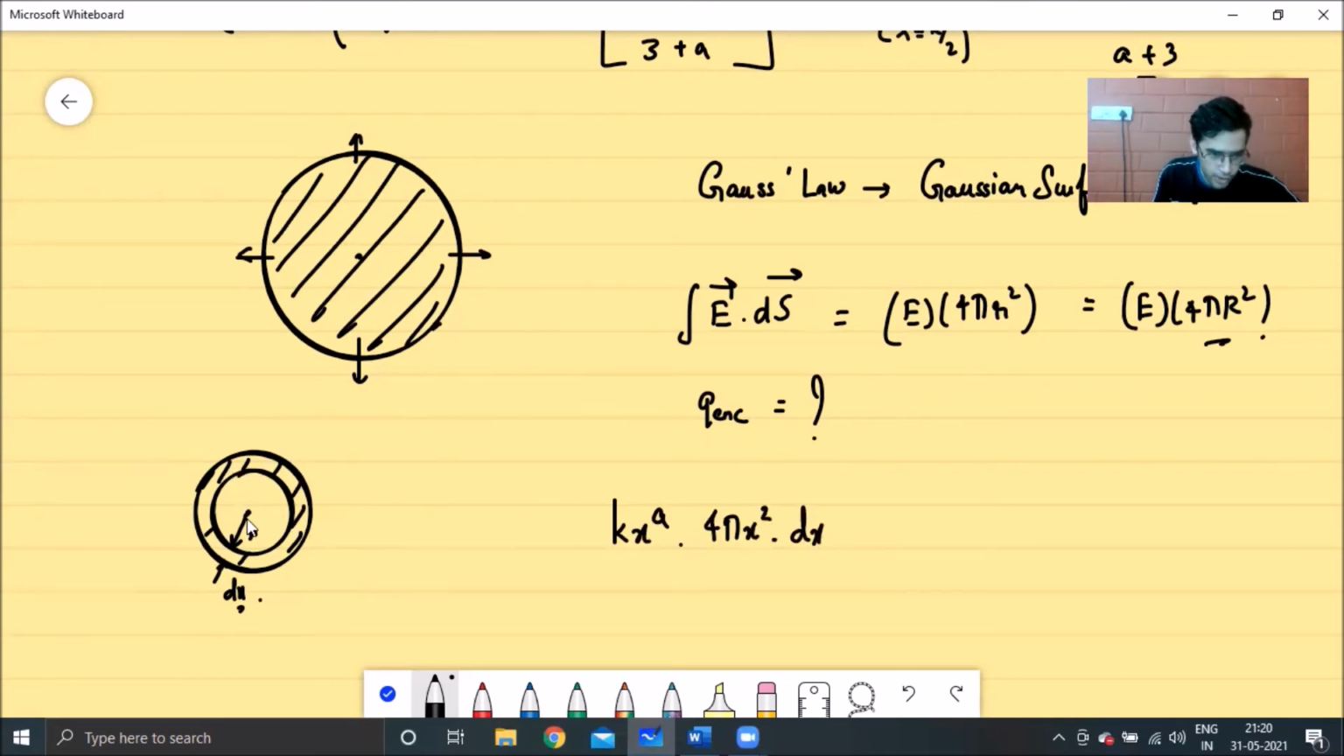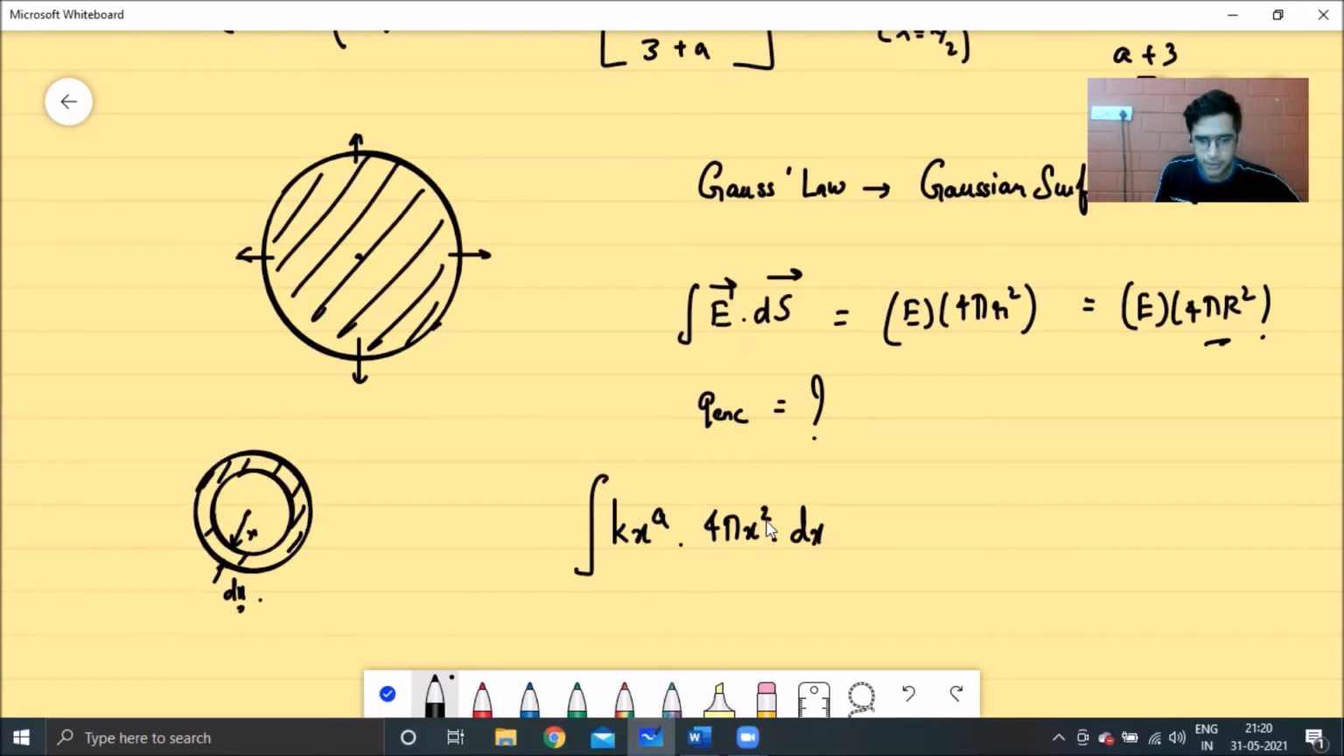Your charge density is not constant over the entire volume, it's only constant on the surface. So k x bar a is the charge density multiplied with the volume, that is 4 pi x squared into dx. Now what we have gotten over here is the charge of one shell. Now we'll say that the sphere is made up of many such shells. So what will be the charge located on this entire sphere?